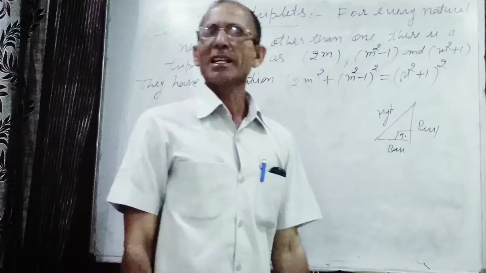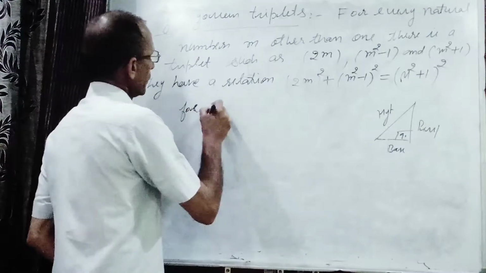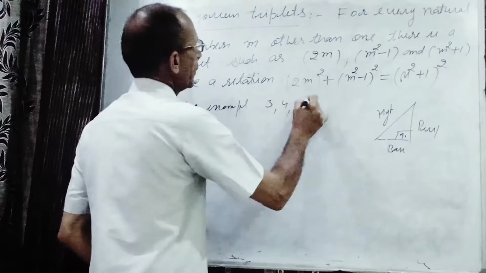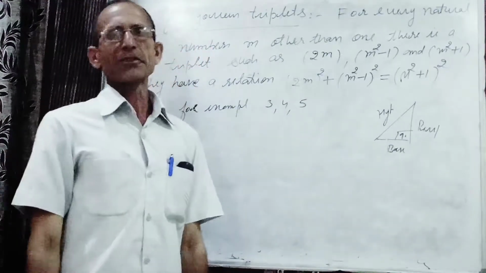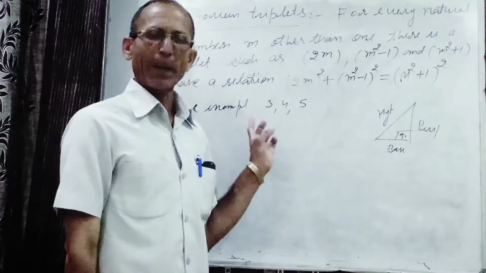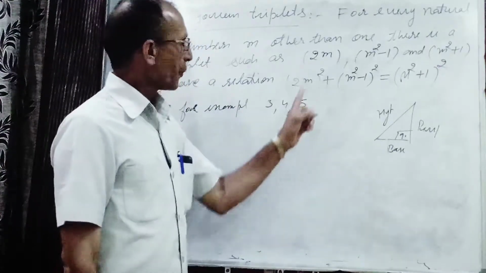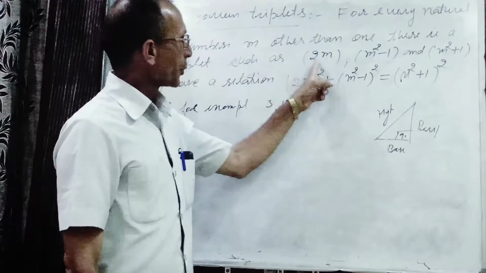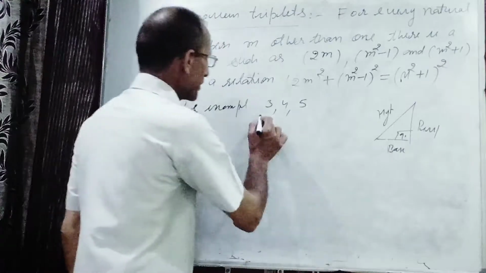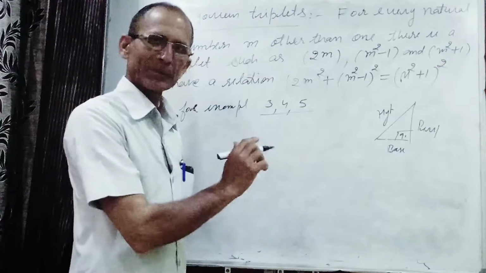If three natural numbers are there, for example 3, 4, 5, now we have to check whether they are making Pythagorean triplets or not. So 3, 4, 5. What is the rule? 2m, m square minus 1 and m square plus 1. So we have to check whether they are Pythagorean triplets or not.